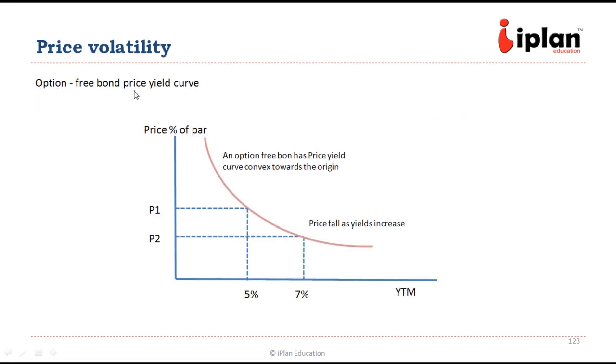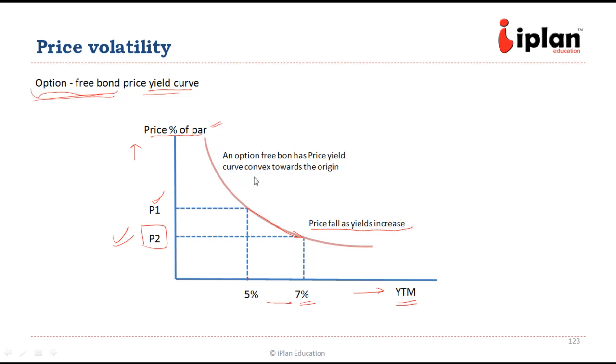For example, this is a yield curve for an option-free bond. Suppose there's no option embedded in the bond. So this is representing how the bond price is responding to change in interest rate. So on x-axis we have yield to maturity or the interest rate. On the y-axis we have price as percentage of par value. So at YTM equal to 5%, the price was P1. Suppose the interest rate rises to 7%. We can see on this curve the value of the bond, price of the bond falls to P2. So price falls as yield increases.